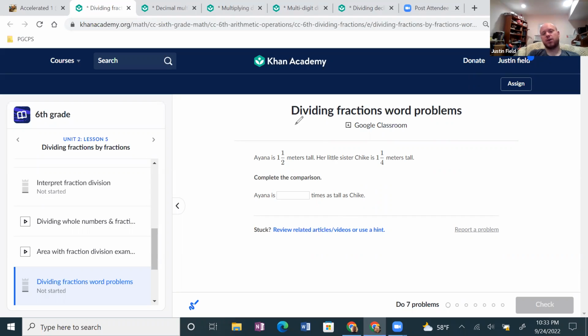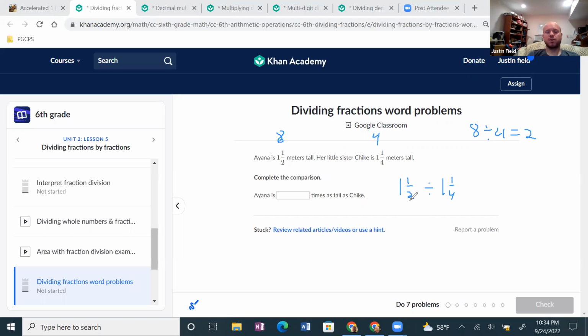Well, the first thing I want to do is think about it without fractions because I just want to make sense of it. So if Ayana, she's taller, so let's say that she was 8 meters tall and Chike was 4, and then we know that it'd be twice as tall, right? And how would we get that? We divide to get twice as tall. So I'm making sense of the problem. I can see that I do want to divide Ayana's height by Chike's height, even though the fractions throw me off conceptually. I know that I got it.